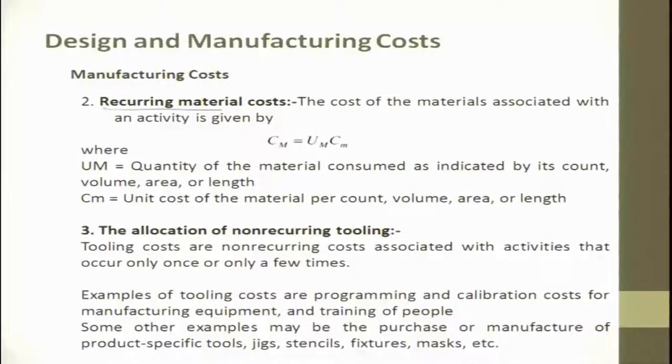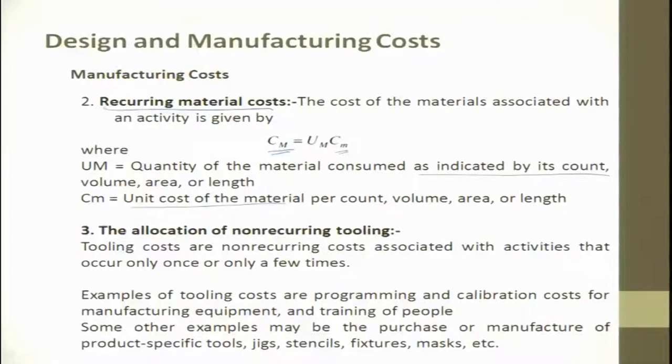So, the recurring material cost can be further found out. The cost of a material associated with an activity can be given by Cm equal to Um into Cm. Um is the quantity of material consumed as indicated by its count, volume, area or length. Cm is the unit cost of the material per count. So, we calculate the recurring material cost in terms of Cm.